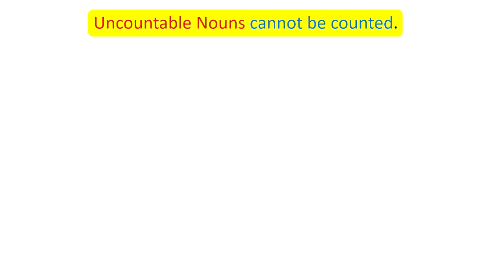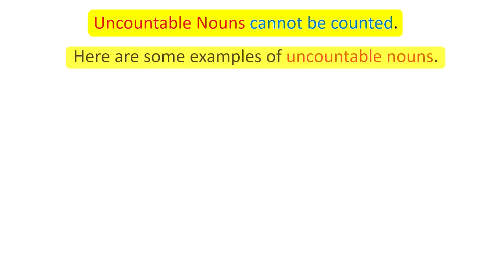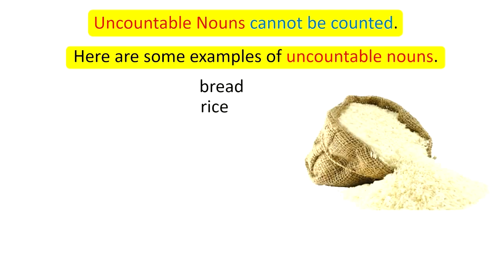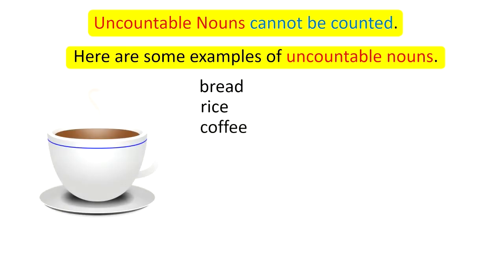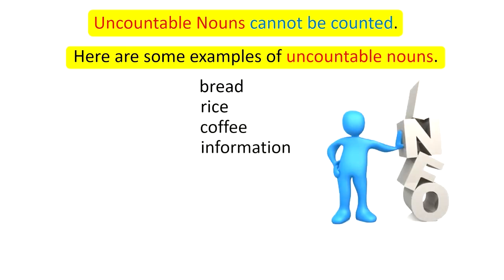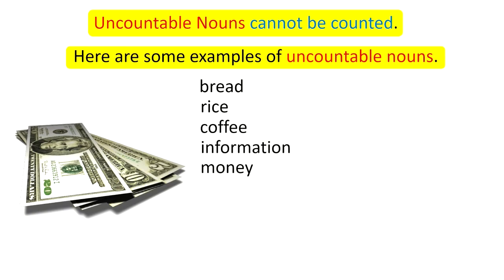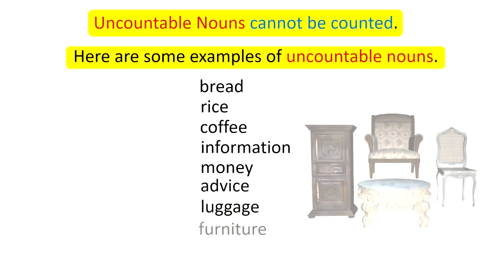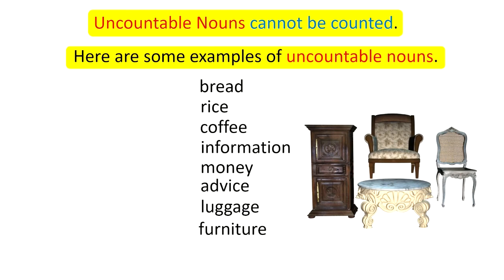Uncountable nouns cannot be counted. Here are some examples of uncountable nouns like bread, rice, coffee, information, money, advice, luggage, and furniture. You can see that all the given nouns cannot be counted, so they are called uncountable nouns.